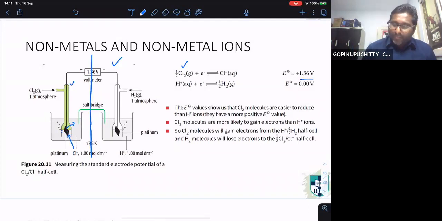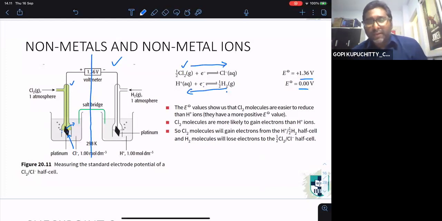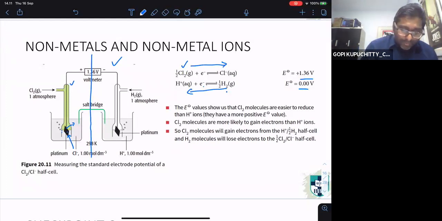Positive, less positive. This will go here. This one will go here. Hydrogen gas is the one that will lose electron. So hydrogen gas will lose electron. Electron will move from here to here. So electron going out, so this is going to be the negative terminal, and this is going to be the positive terminal.